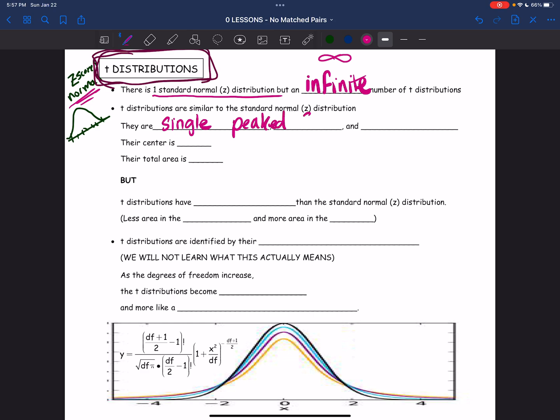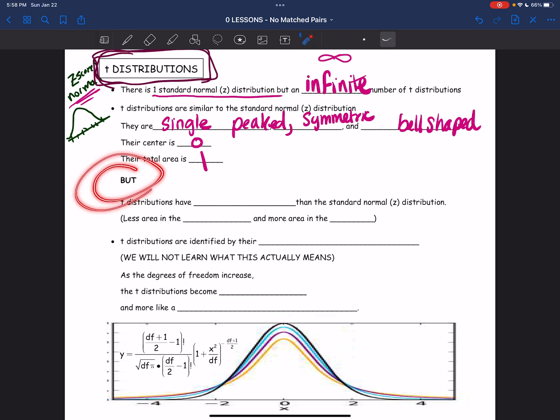They are symmetric. And they are bell-shaped. So if I was just going off this right now, you'd be like, dang, you're talking about the same thing. I'd be like, sorry, I'm not. Okay, the center is still 0, and the total area under the curve is still 1. Sounds very similar. Here is the kicker. But.